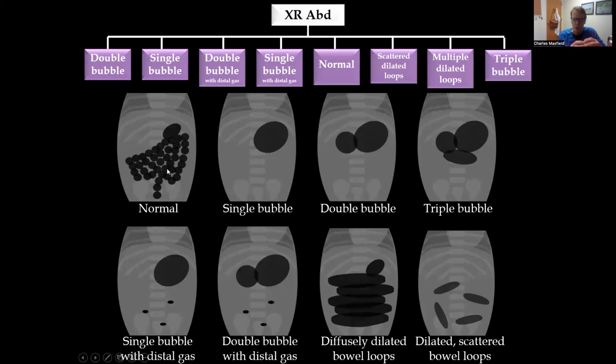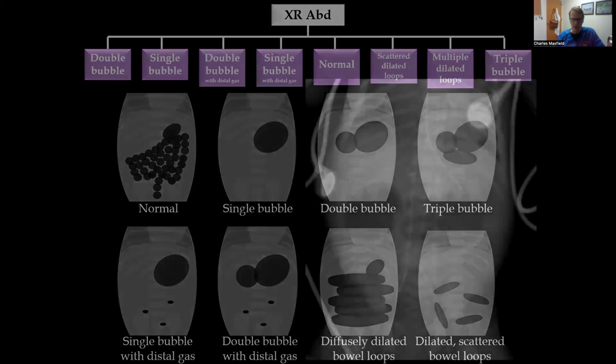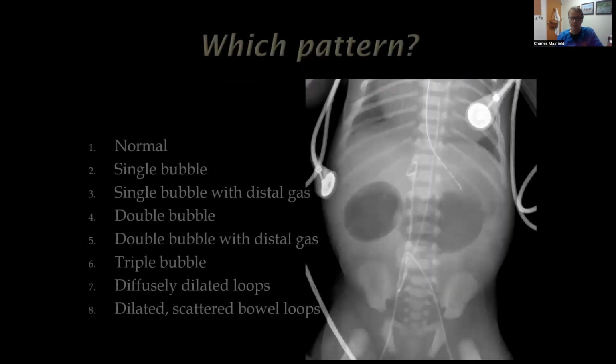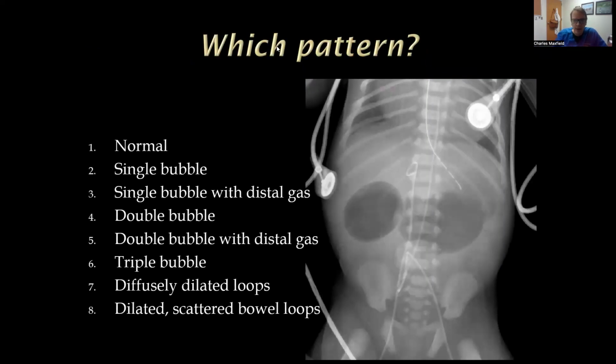So we have bowel loops that aren't too big. They're kind of uniformly distributed throughout the abdomen. And that's it. So again, I've seen tens, if not hundreds of thousands of x-rays in my career in these little babies. Every single one, no matter how weird, I can assign to one of these 8 patterns. That's not hard, okay? So let's look at some real x-rays now and see how you all do.